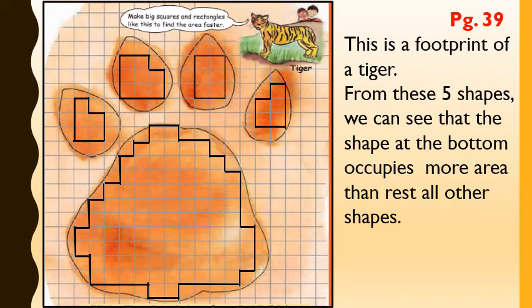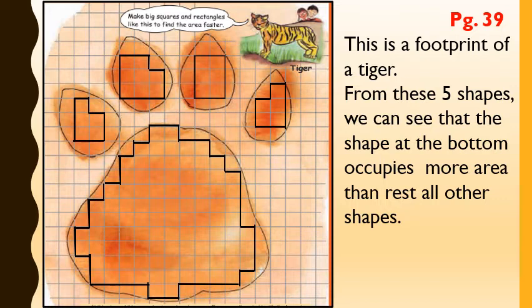This is a footprint of a tiger. We have to find which shape covers the biggest area. Here we will not count each square. We have to make big squares and rectangles as shown in the figure to find the area faster.